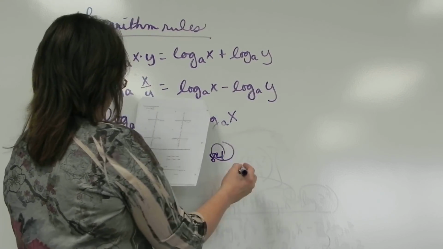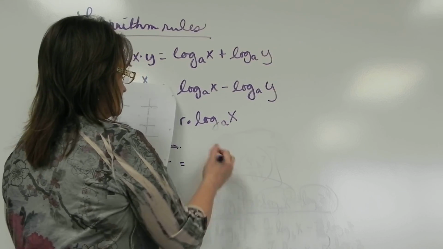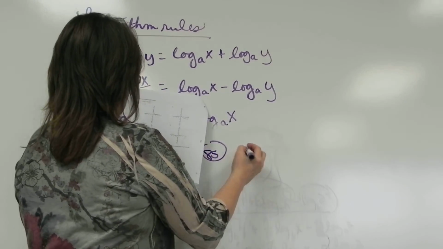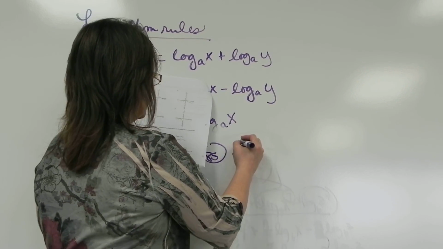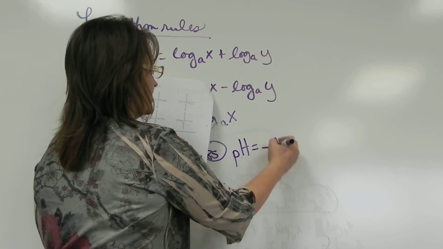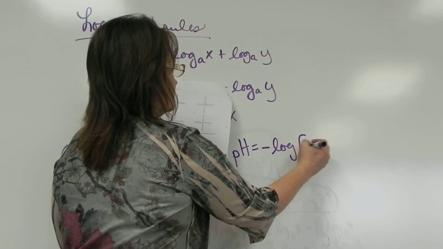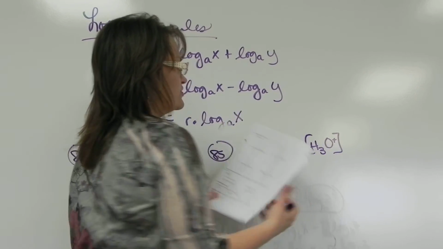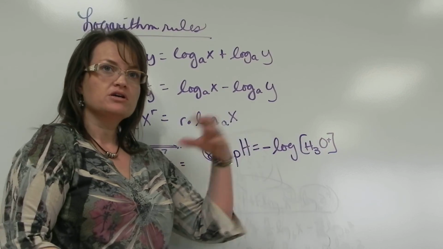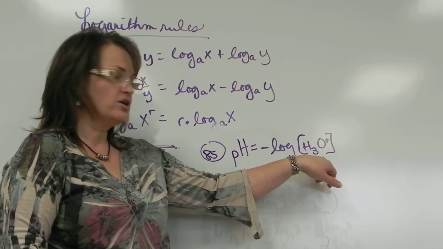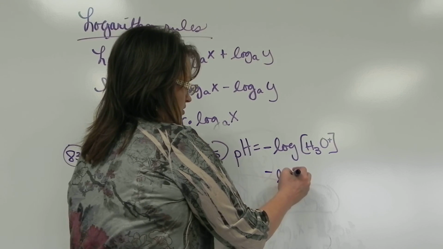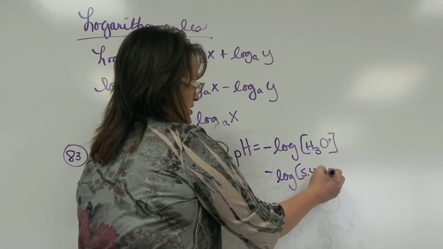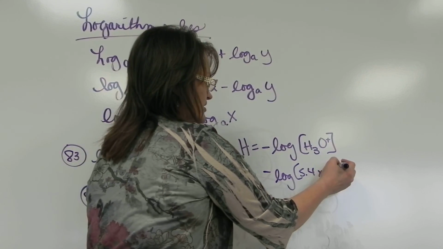Okay, number 85 is using the pH formula. It tells us in the directions that pH is equal to the negative log of this specific concentration, which will be given to you in the problem. Directly given to you in the problem, this concentration is said to be 5.4 times 10 to the negative 11.